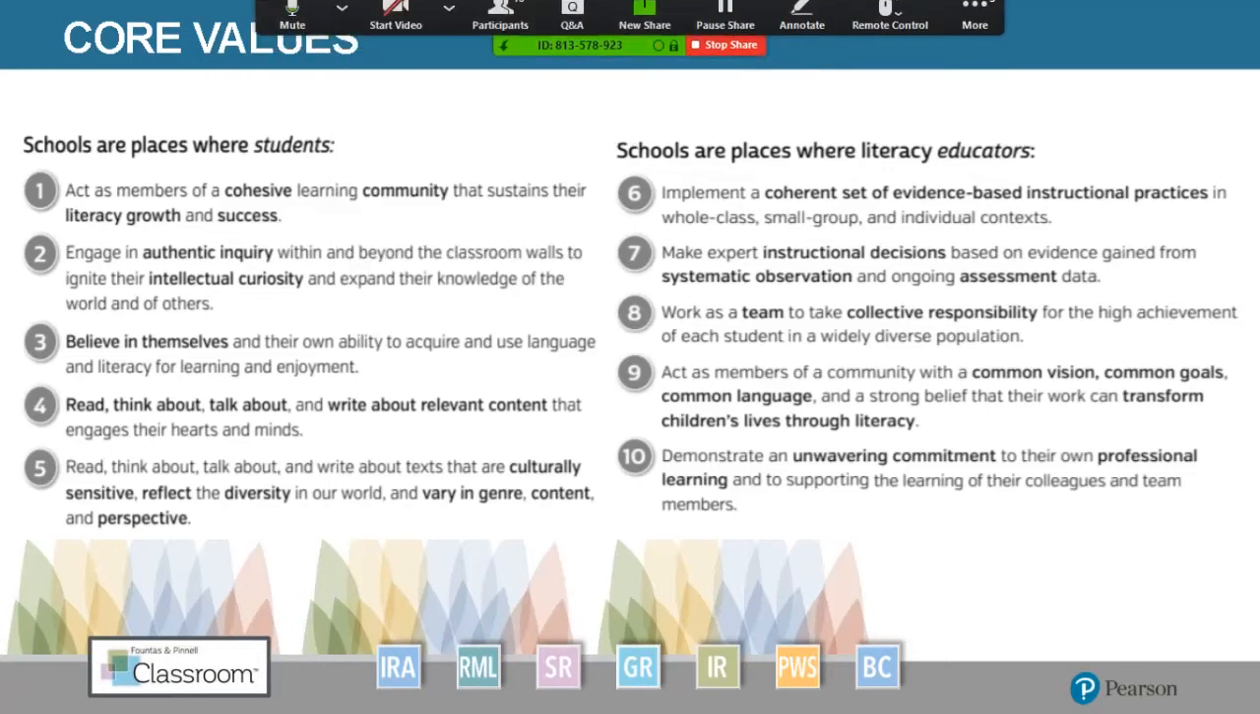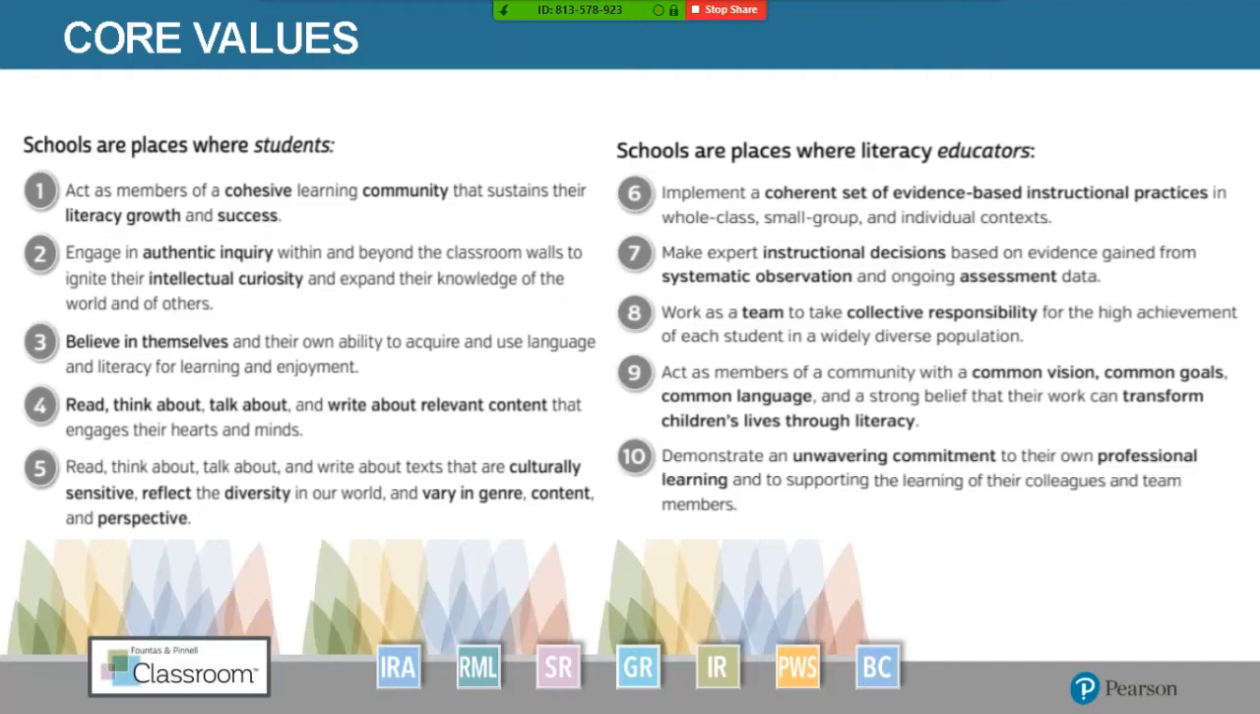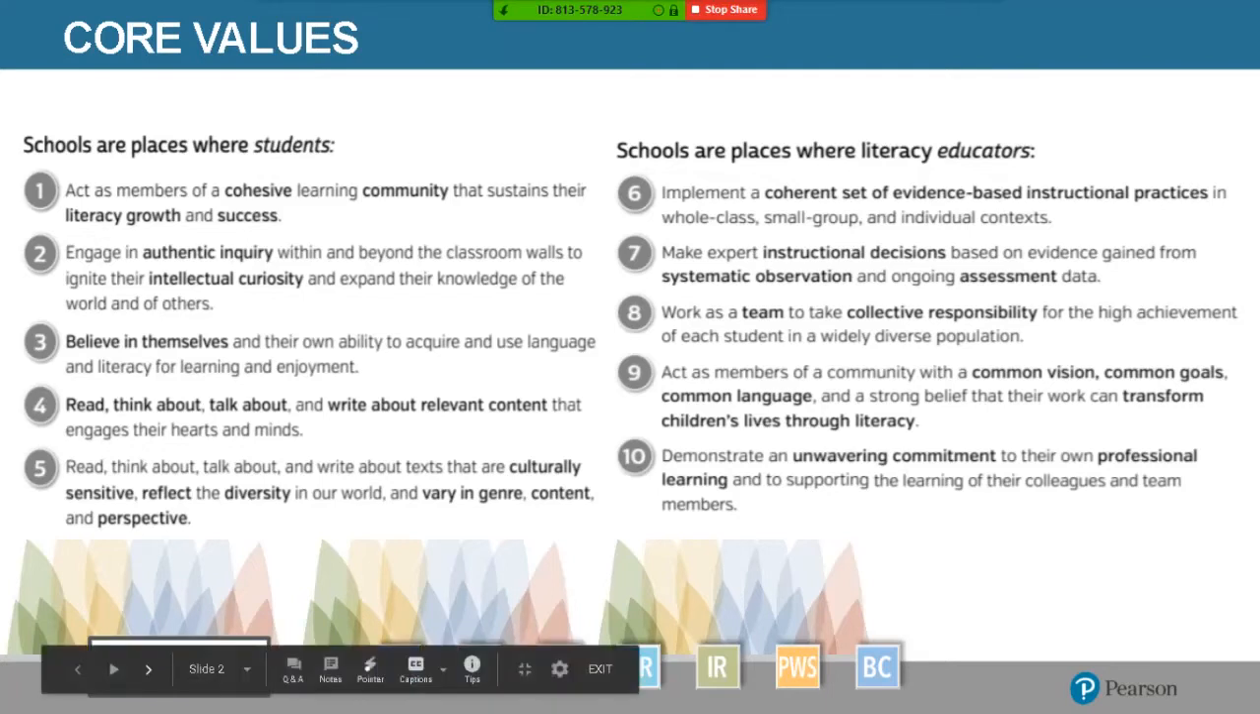All right, and if you are listening to this as a recording, this may be a good time to stop and pause and have a conversation with your colleagues, again, around words that they connected with or core values that they hold in regards to literacy. So we'll get going from here.